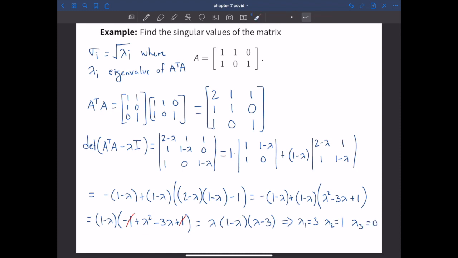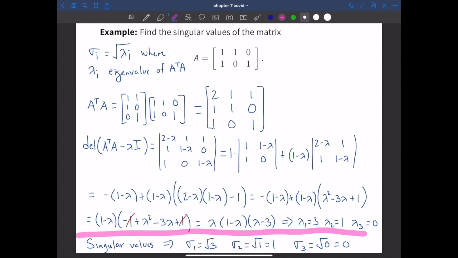You might be thinking, hey, we found our eigenvalues, we're done. But we're not, because remember, we weren't asked to find the eigenvalues of A transpose A. We were asked to find the singular values of the matrix. So our singular values are the square roots of these eigenvalues we just found. Sigma 1 is root 3. Sigma 2 is root 1, which is just equal to 1. And sigma 3 is root 0, which is just equal to 0. So these are the singular values that we just found.